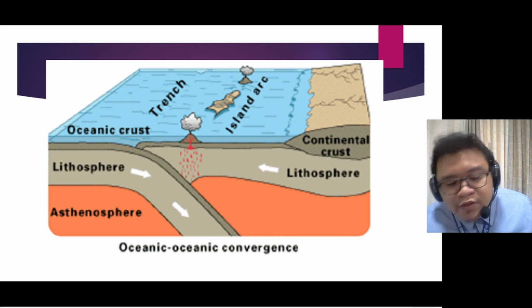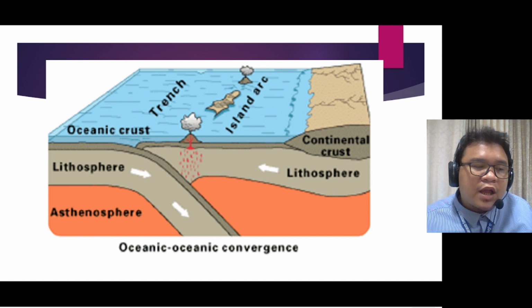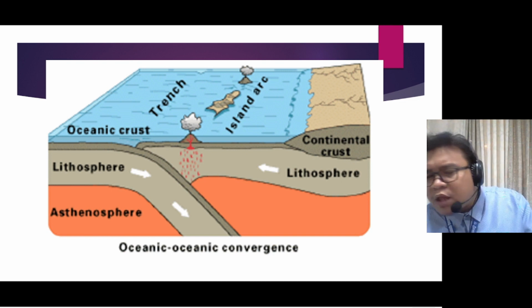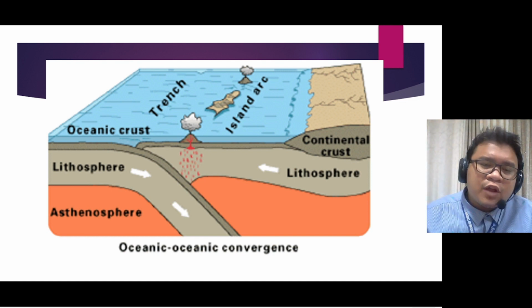The eruption of this underwater sea volcano will cause some of these volcanic materials to pile up on the surface, which, over many years, will form what we call the volcanic island arc. We will tackle later the main difference between volcanic arcs and volcanic island arcs.